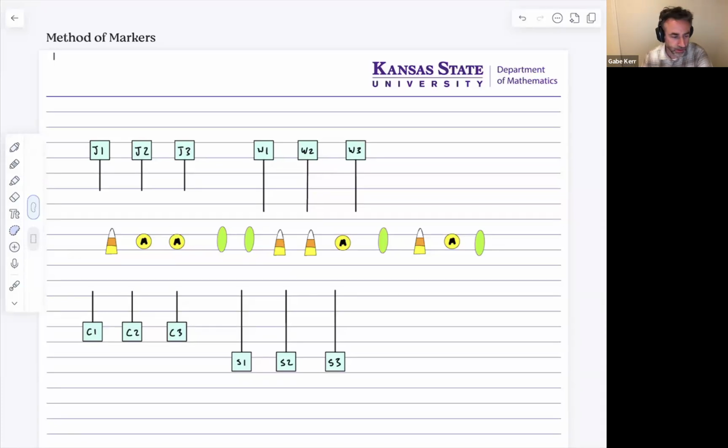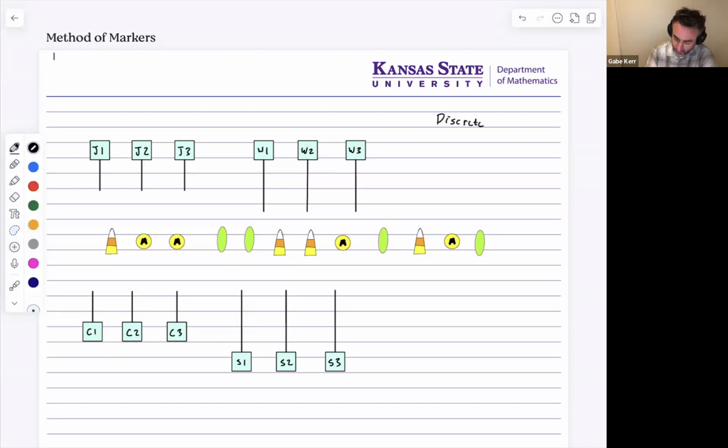Hey everyone. So in this video, we'll talk a little bit about the method of markers. And this is the last of our fair division methods that we're going to explore in this course. So what is the method of markers? Method of markers deals with discrete assets.